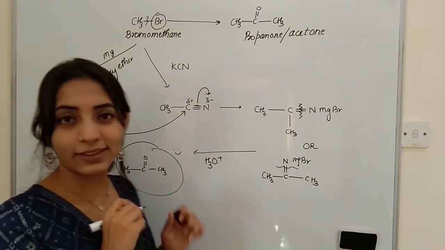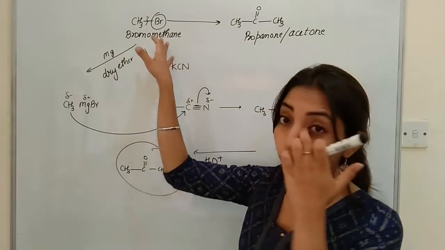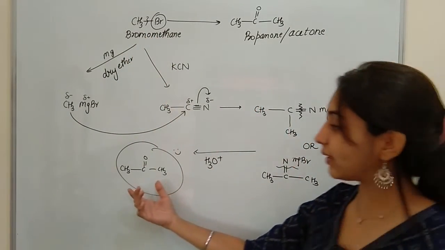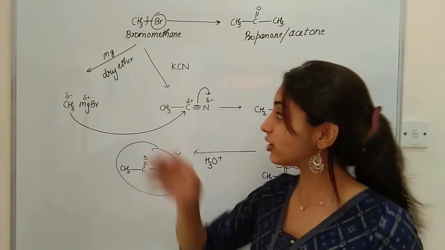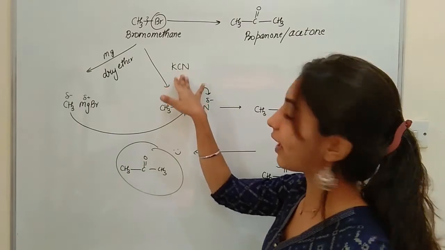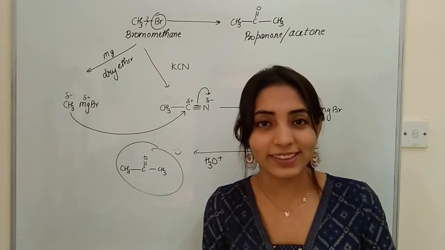And that's it. So see, we started with bromomethane and we ended up with propanone or acetone, and the only 2 things I considered in the question were using Grignard reagent and potassium cyanide. That's it. So this was the question.